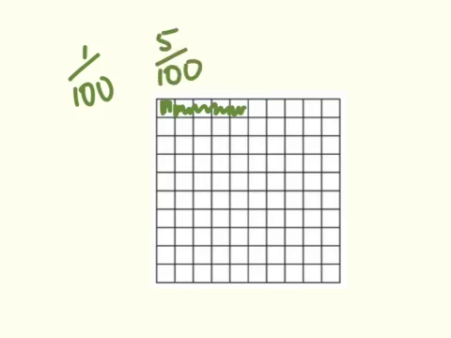If I was to color in one square, that would be one square out of 100. I have colored in 1/100th of the grid. If I color in 5 squares, I have colored in 5/100ths of this grid.